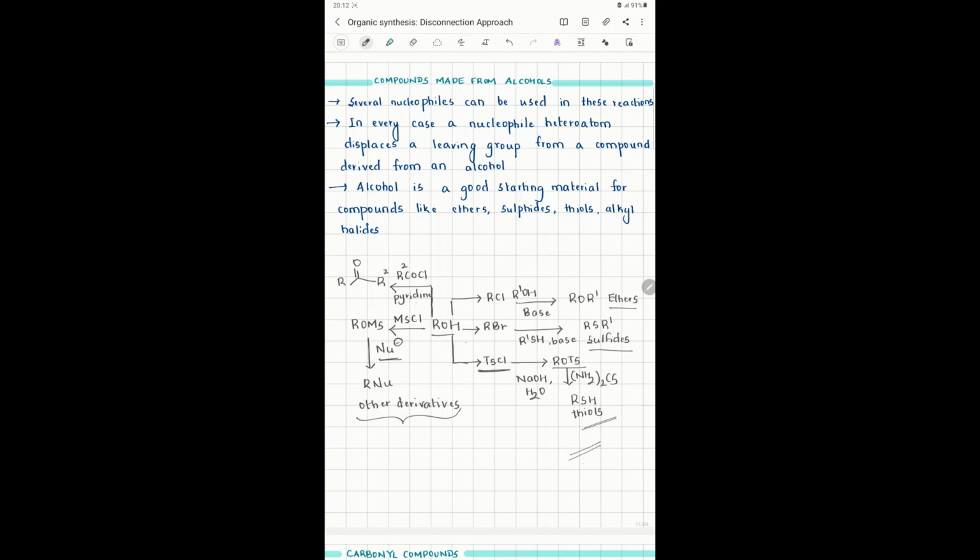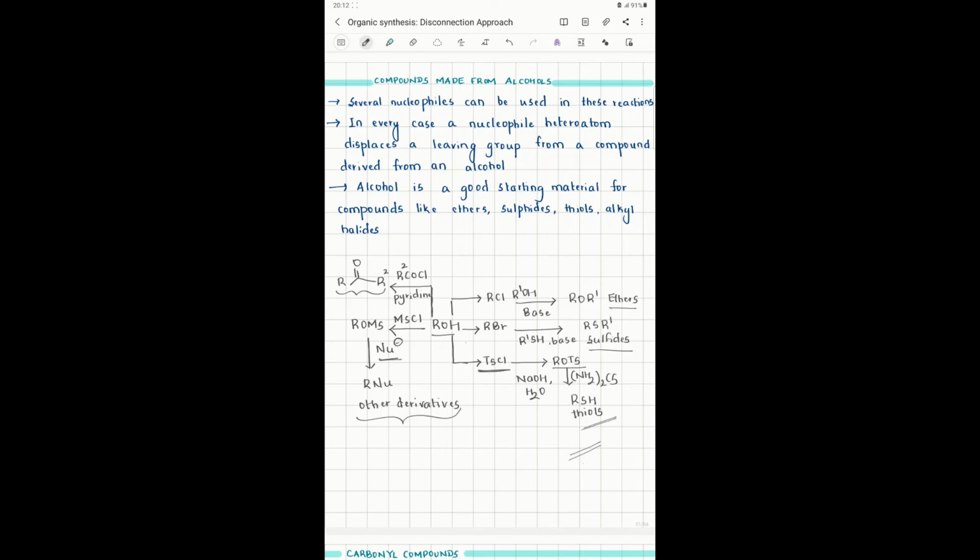When alcohol is treated with pyridine and an acyl chloride, or RCOCl, this is going to give me an ester system. In this way, we can observe that the alcohol system is a very good starting material for the synthesis of ethers, sulfides, thiol systems, or they can be an ester system, mesyl system, tosyl chloride system, and so forth.